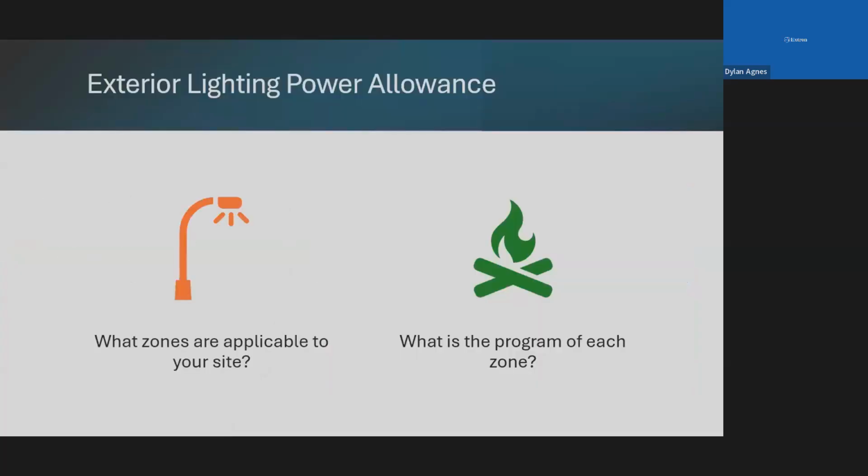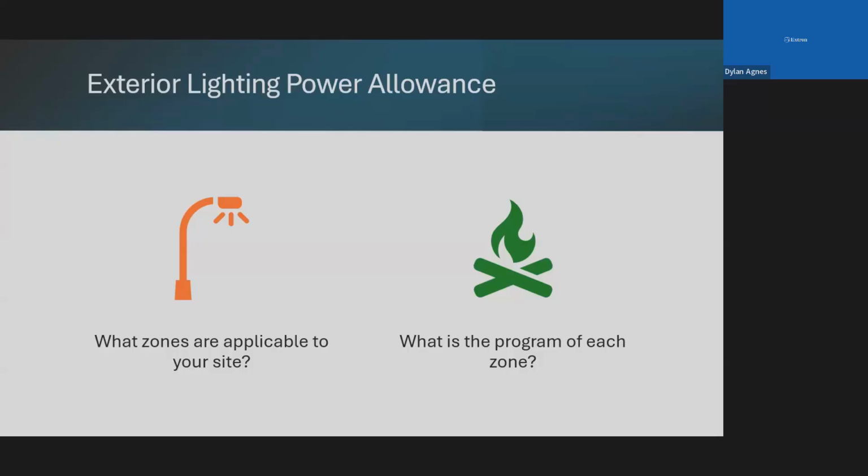So now we're going to run through exterior lighting power allowance. This is a little bit different. So there are different zones that are applicable to your site. You want to pick which one is most applicable. If you can't choose a zone that your site fits into, ask the code official, have them make a ruling on it.